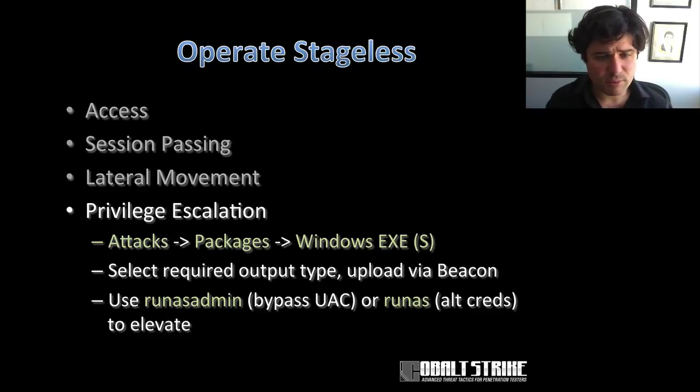So if you want to do privilege escalation in a stageless way, of course, export the right artifact, the right stageless one, and upload it to your target. If you want to bypass UAC, use runasadmin to kick off your stageless artifact. If you want to elevate because you happen to have known alternate creds, use runas. Both of these are things that come up a lot in exercises and are certainly go-tos. So you do have these options here at the very least.